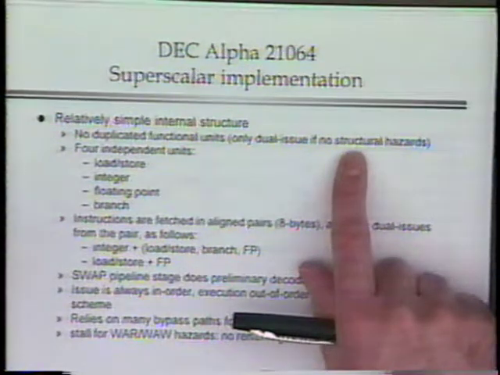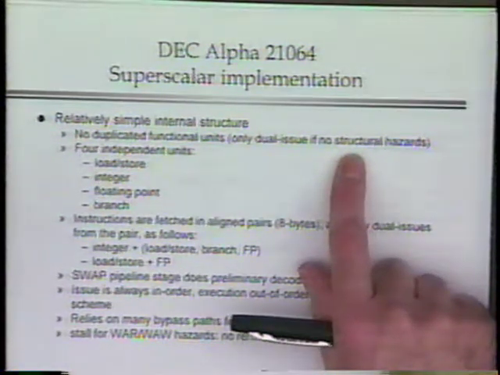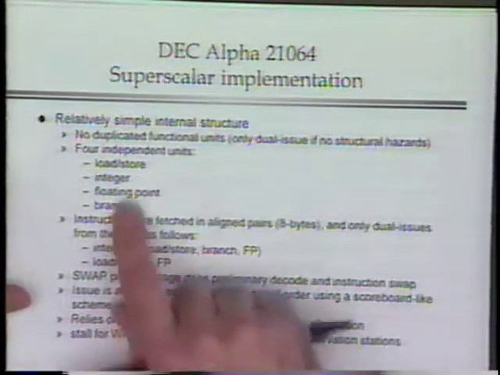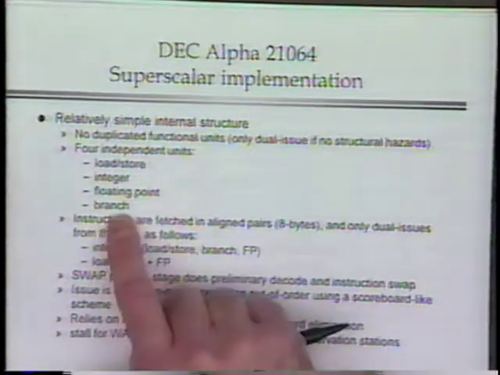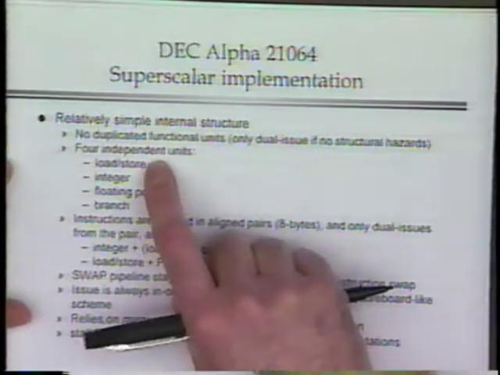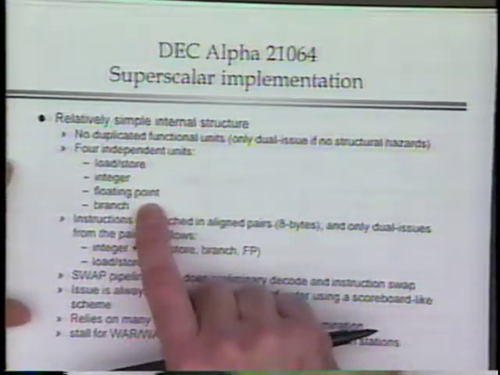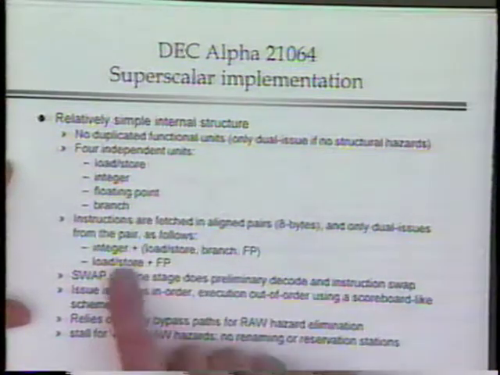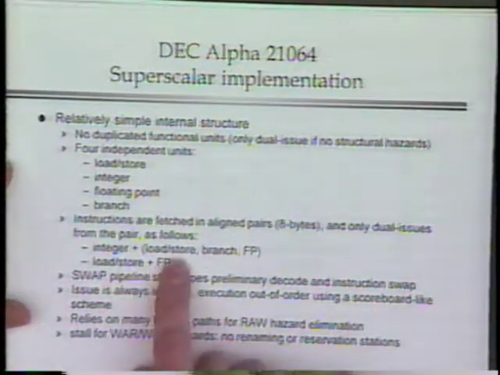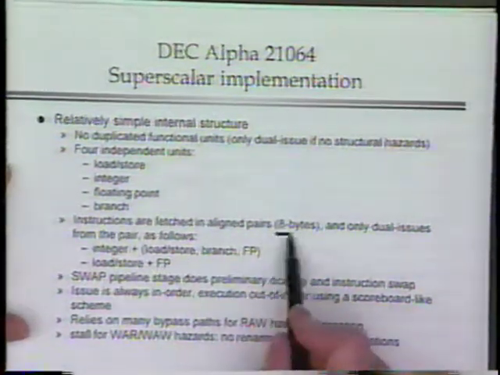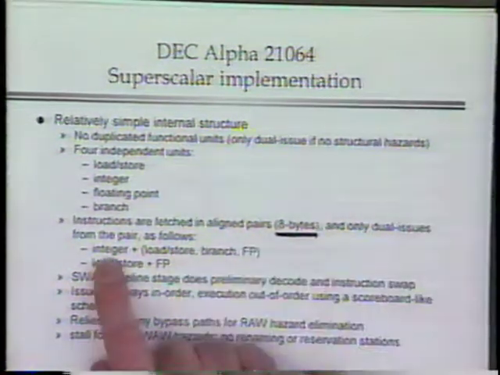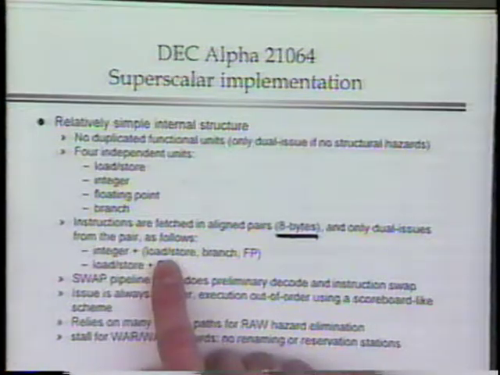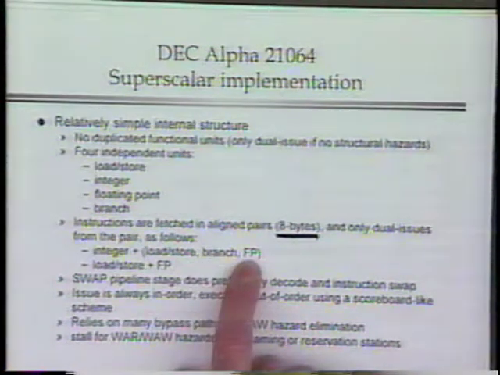structural hazards. If those 2 instructions don't use the same unit, and there are basically 4 separate units, really only 3. The branch and the load store in some ways are the same pipeline. But there's certainly a load store pipeline, an integer pipeline, and a floating point pipeline, and if you get the right pair of instructions in your 8-byte fetch, fetches 2 instructions, 8 bytes at a time, aligned on an 8-byte boundary, they can issue an integer plus a load store or a branch or a floating point in one cycle.